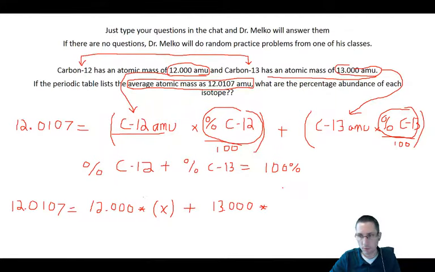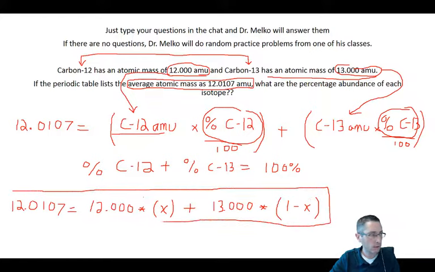Times the percentage of carbon 13 in decimal format. But I know carbon 12 plus carbon 13 in decimals should add to 1, just like in percentages should add up to 100%. So if carbon 12 is X, then carbon 13 is 1 minus X. If carbon 12 is 90% or 0.9, then carbon 13 is 10% or 0.1. Okay, and so now we have a single equation here expressed in terms of this single unknown X.